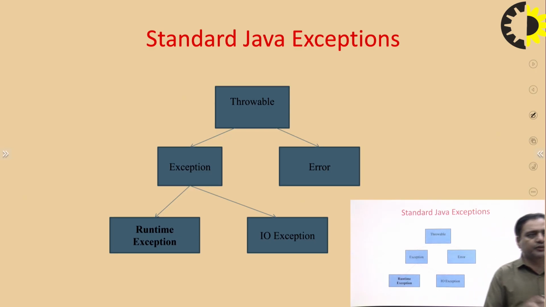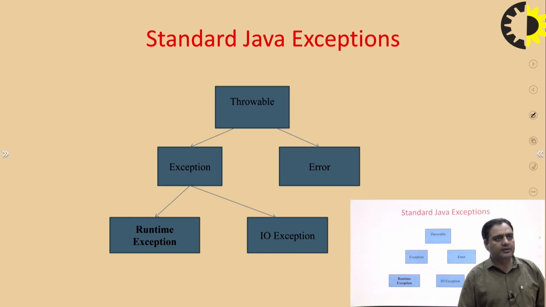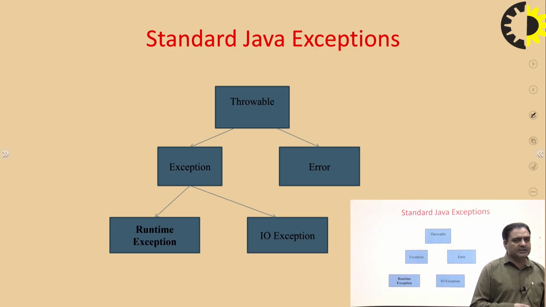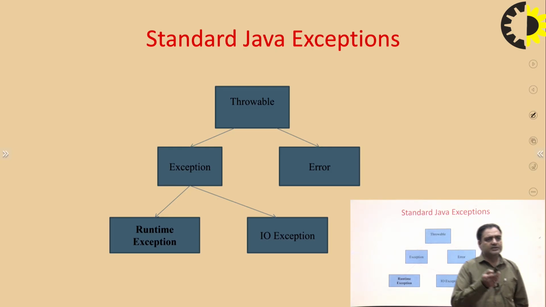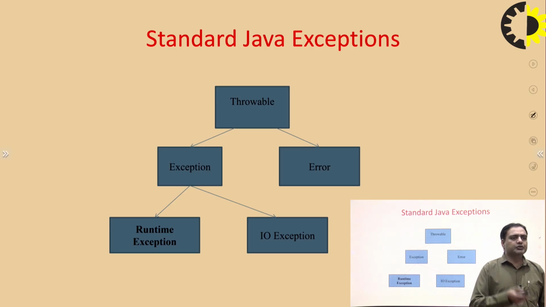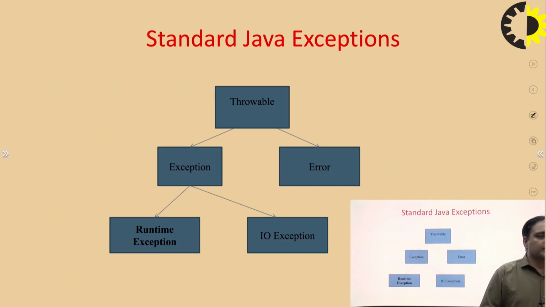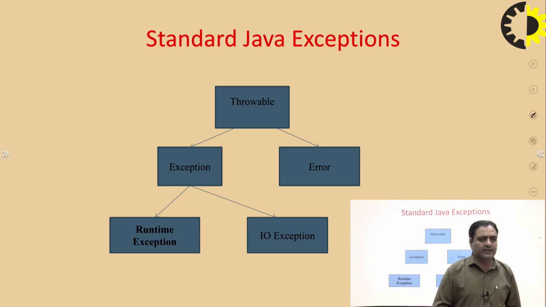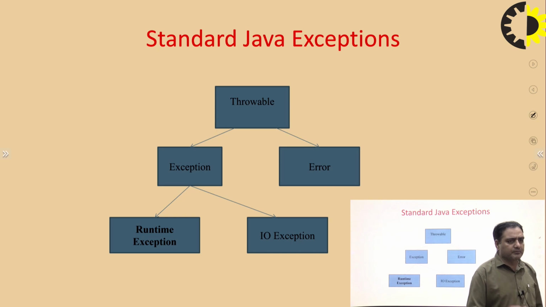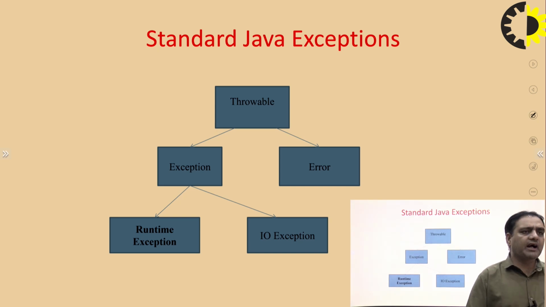Here you can say that there is Throwable. In Throwable, there are two classes, Exception and Error. In Exception, there are two, RuntimeException and IOException. So this is the hierarchical structure of Java exceptions: Throwable has two categories, Exception and Error, and Exception has two categories, RuntimeException and IOException. IOException is a class. So this is the hierarchical class structure of Java exceptions.